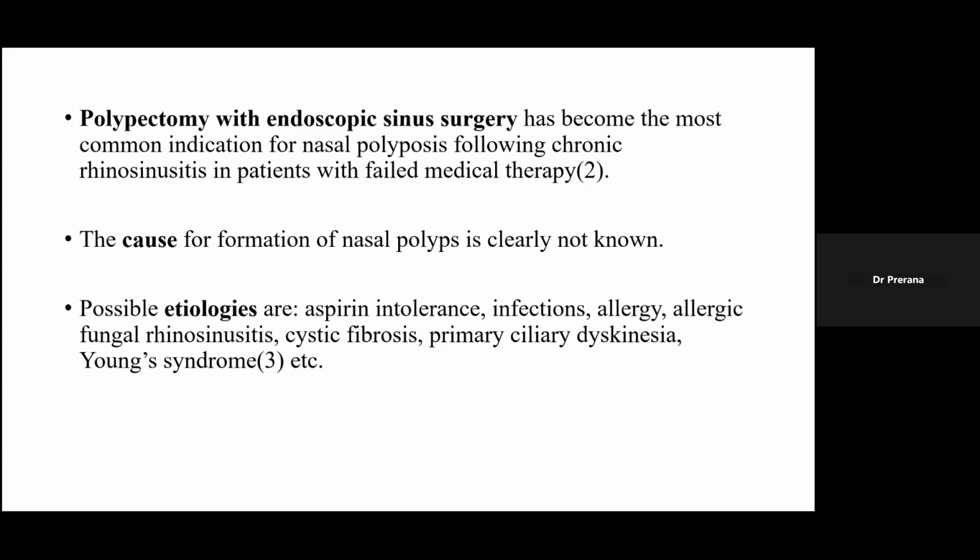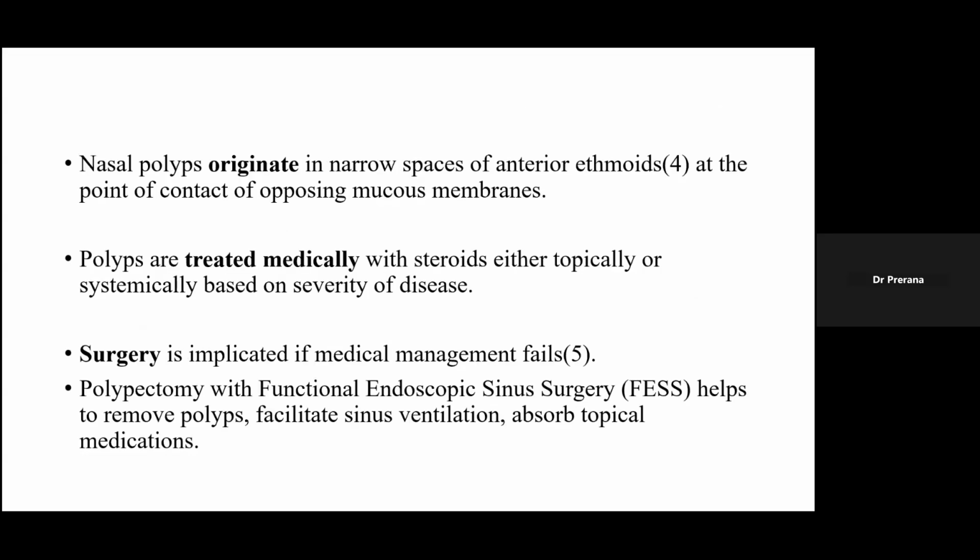So the cause of formation of nasal polyps is clearly not well known. The possible etiologies suggested in a few of the textbooks and articles would be aspirin intolerance, infection, allergy, fungal rhinosinusitis, cystic fibrosis, primary ciliary dyskinesia, Kartagener syndrome, etc. Coming to the site of origin, nasal polyps originate in the narrow spaces of the anterior ethmoid, where there is a point of contact between two mucous membranes.